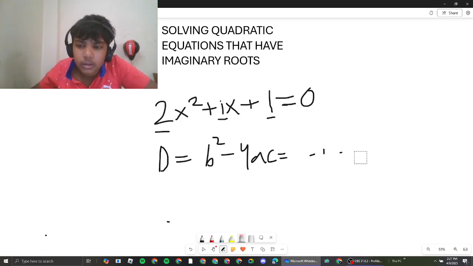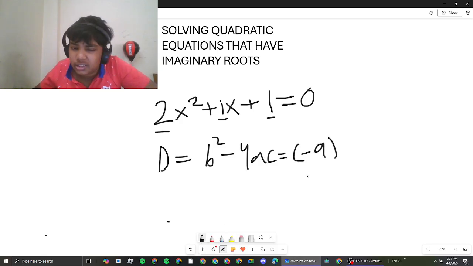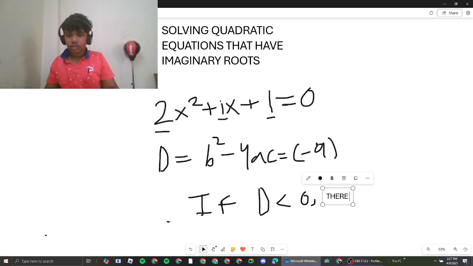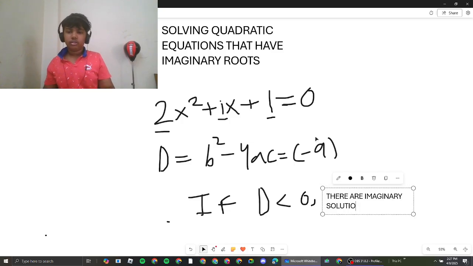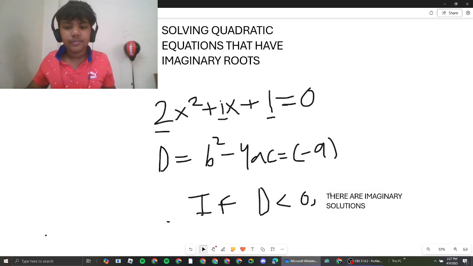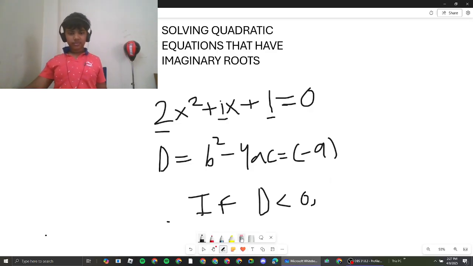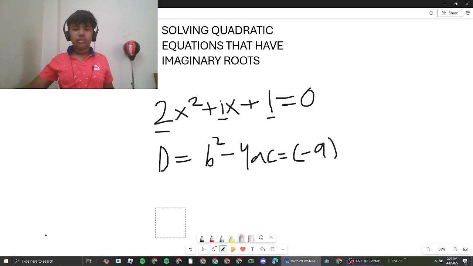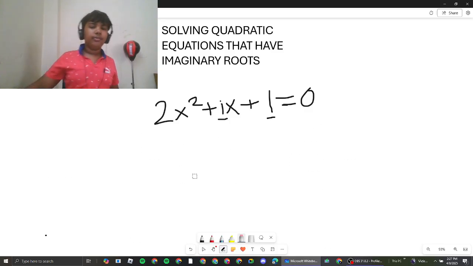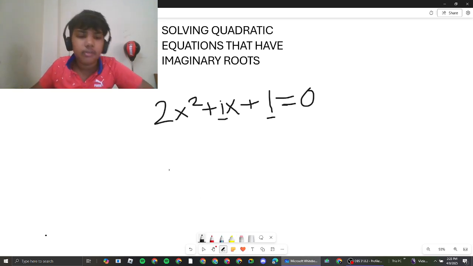And look, there's a thing that if the discriminant is less than 0, there are imaginary solutions. Okay, so that's the thing. I just want to let you know that. Now if you solve this, we're gonna have to use the quadratic formula, because factorizing will be kind of difficult. So we're gonna use the quadratic formula.